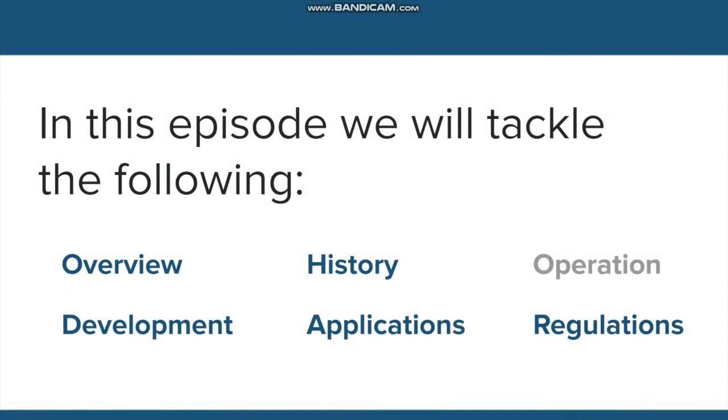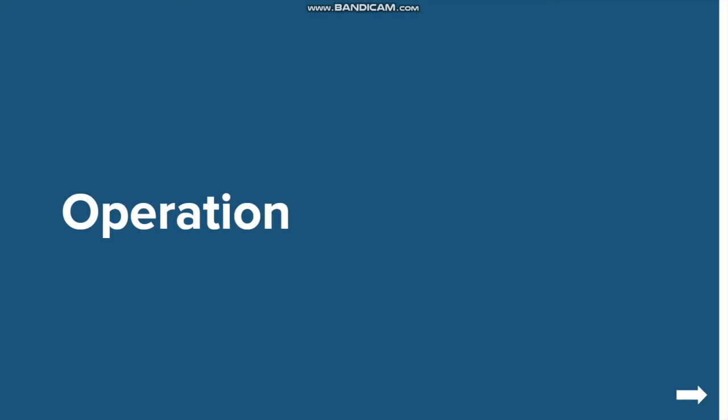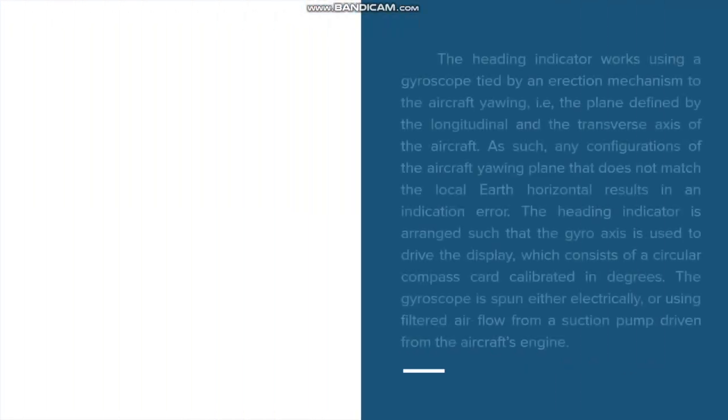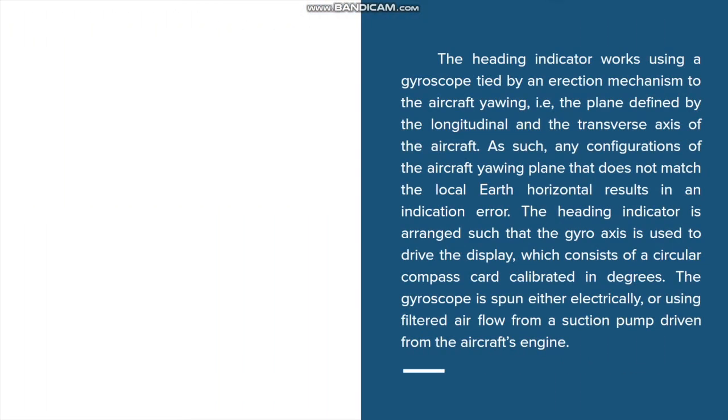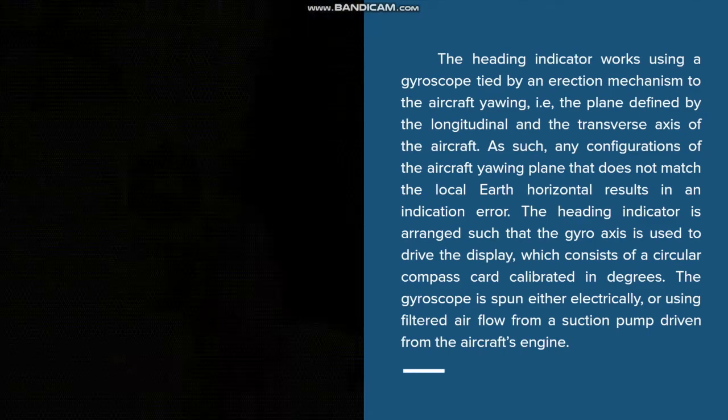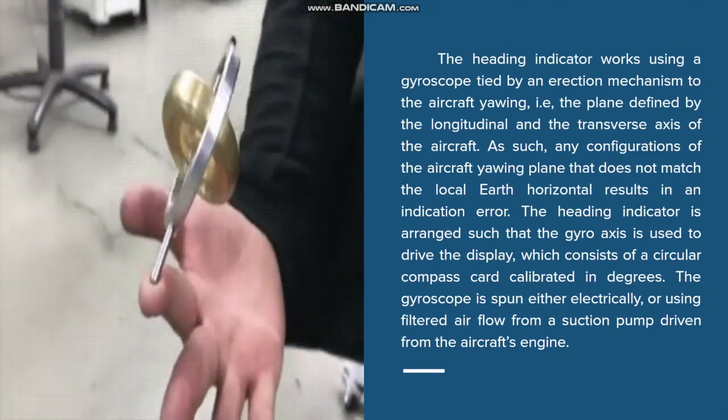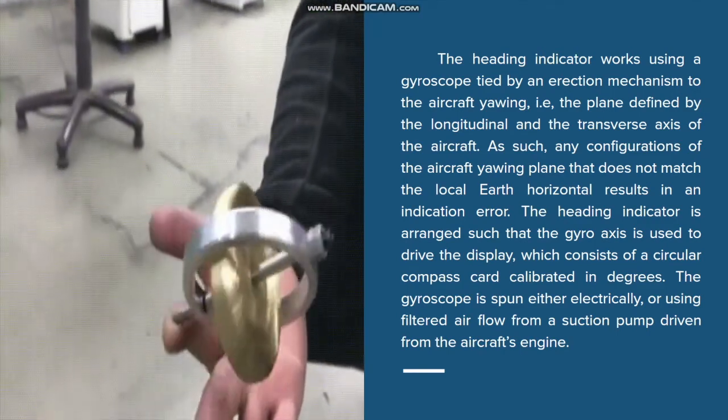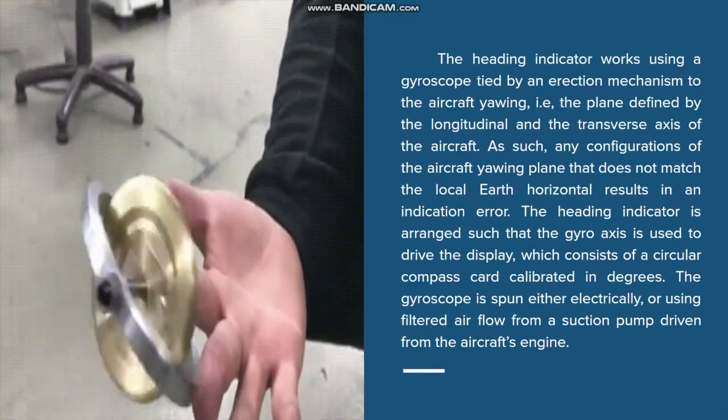Next, we have the operation. The operation of the heading indicator. The heading indicator works using a gyroscope tied by an erection mechanism to the aircraft yawing plane, for example, the plane defined by the longitudinal and the transverse axis of the aircraft.